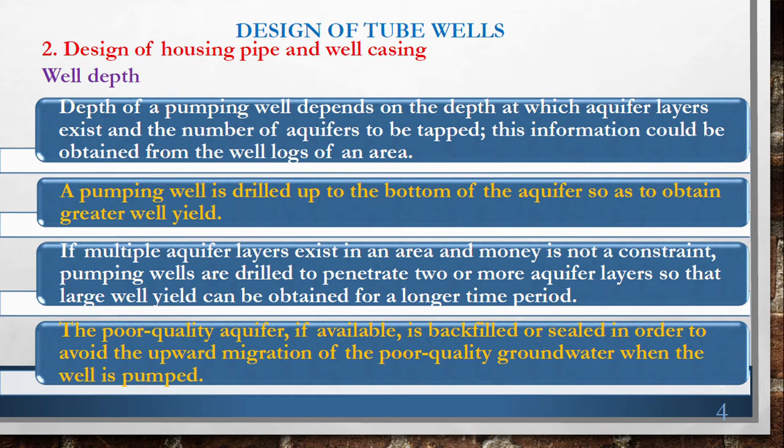If there is a poor, poor yielding aquifer in between, then what we have to do is seal that aquifer. Otherwise, poor quality water or poor quality fine particles from that aquifer will reach our well, and it will decrease the quality of water in the well. So we have to seal that aquifer and tap all the other aquifers. That's it. If there is a poor quality aquifer, we have to backfill or seal that aquifer.